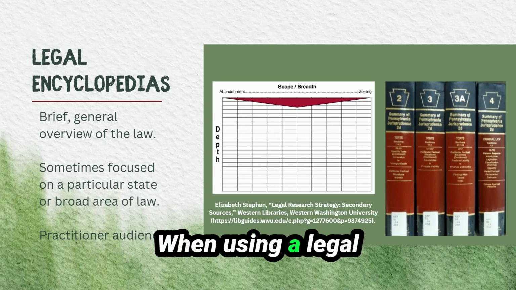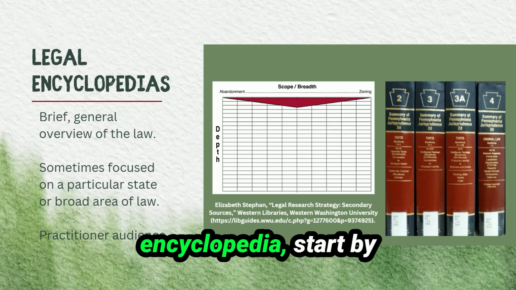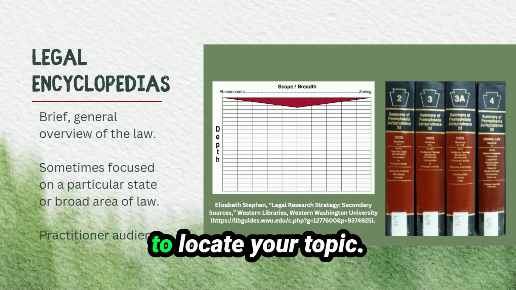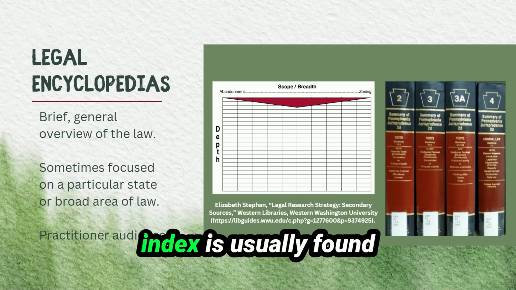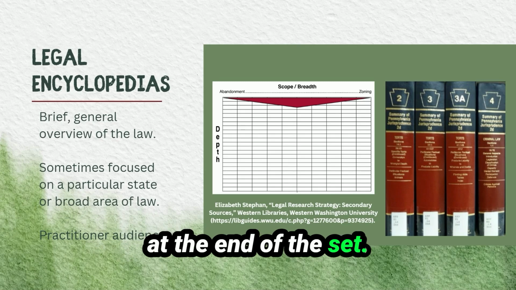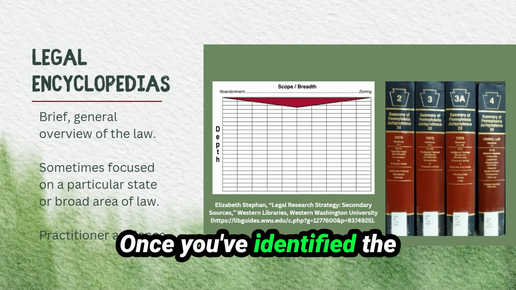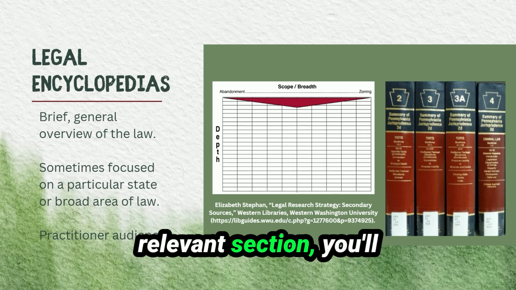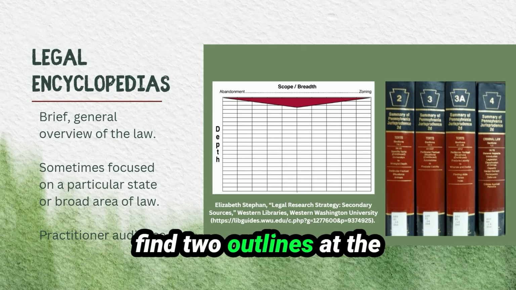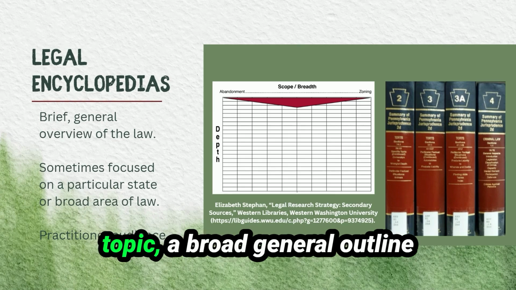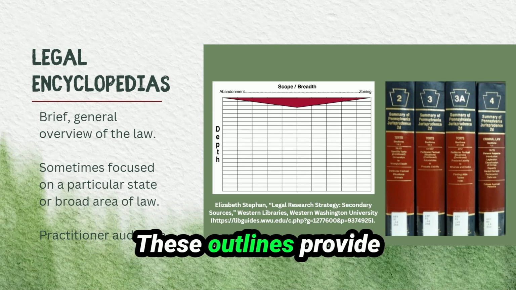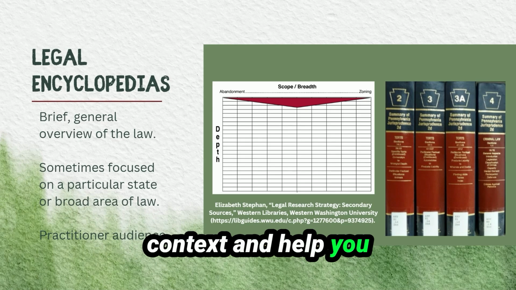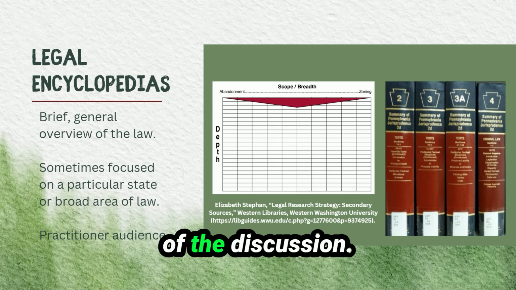When using a legal encyclopedia, start by consulting the index to locate your topic. In print versions, the index is usually found at the end of the set. Once you've identified the relevant section, you'll find two outlines at the beginning of each major topic: a broad, general outline and a very detailed outline. These outlines provide context and help you understand the scope of the discussion.